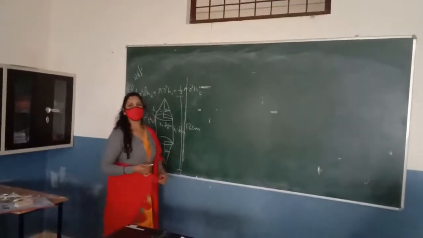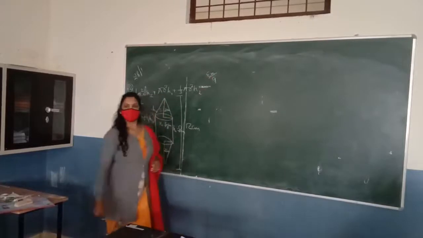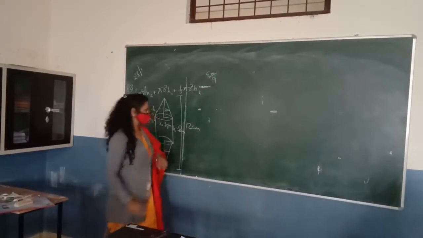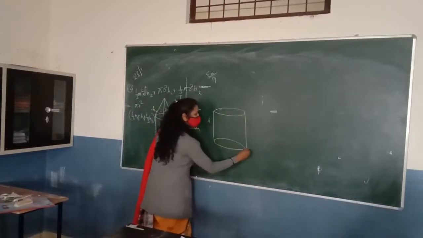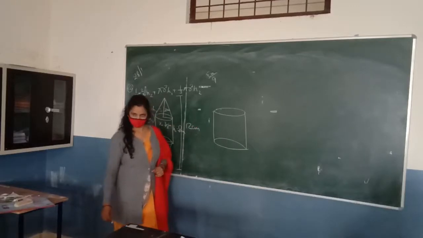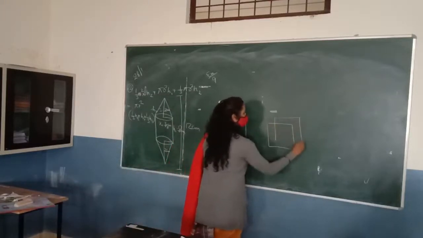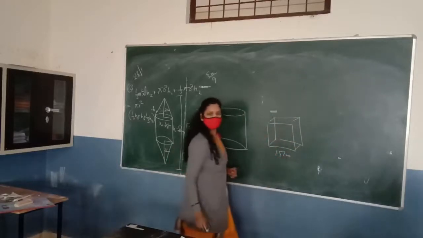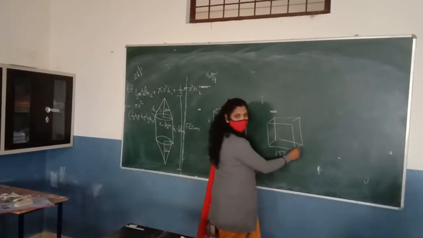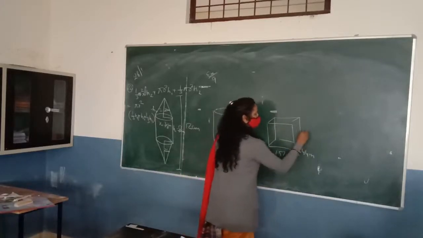Example number 9, page number 249. A house has an overhead tank in the shape of a cylinder. This is a cylindrical tank. This is filled by pumping water from a sump, which is in the shape of a cuboid. The sump has dimensions 1.57 meter into 1.44 meter into 95 centimeter.